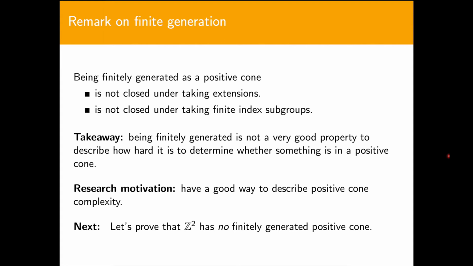But first, let's prove that Z squared really has no finitely generated positive cones, so that we didn't just pick a bad positive cone in the previous examples. It's just that for Z squared, there's no way for it to have a finitely generated positive cone.